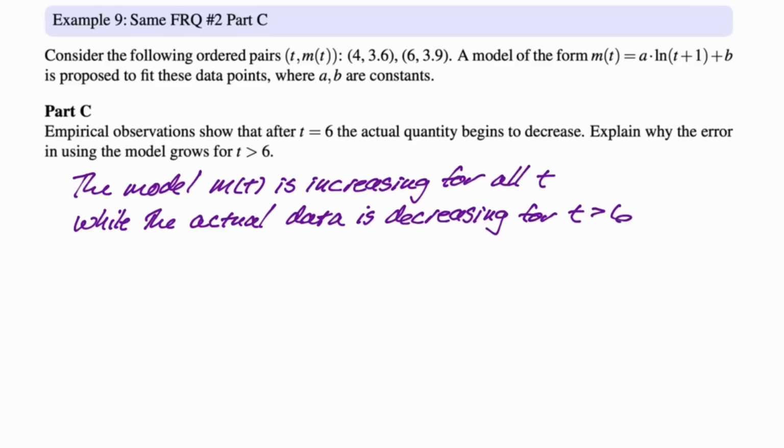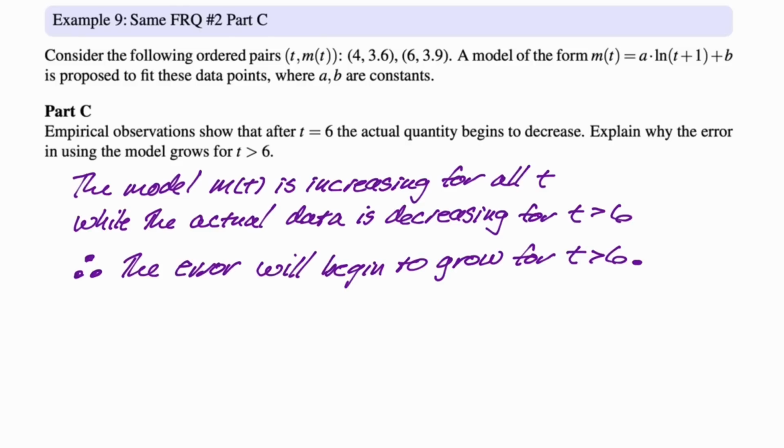We said that the model that we found was increasing for all of t, while the actual data is decreasing for t greater than 6. So if one thing is increasing and the other is decreasing, I think it's safe to say the error is going to begin to grow after t is greater than 6. I think that that's a fine answer. I don't know. If they're looking for more, I will revise this video for future years. But for this year, I think that is a perfectly fine answer to this question.